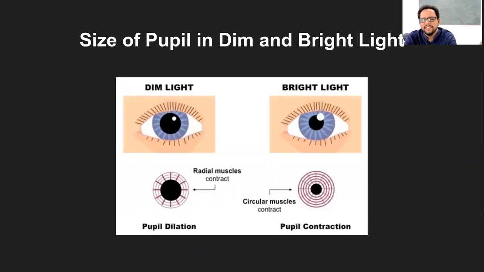This is just the kind of diagram to show you what exactly happens in dim light and bright light. Ideally, I should have put this earlier, but then it's here for whatsoever reason. So if you see in dim light, the pupil is dilated, and here also that is a representation of this.